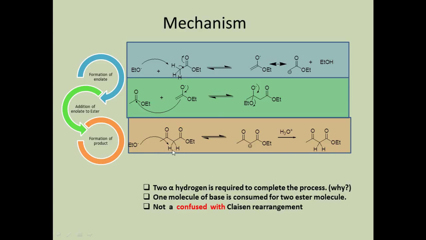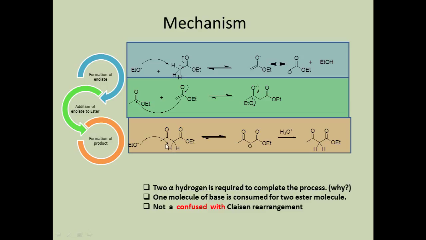When this hydrogen is abstracted, because this is an acidic hydrogen, between two carbonyl groups, it is taken by this negative charge. Then acidic workup gives the product. Note down here: acidic workup gives the product.